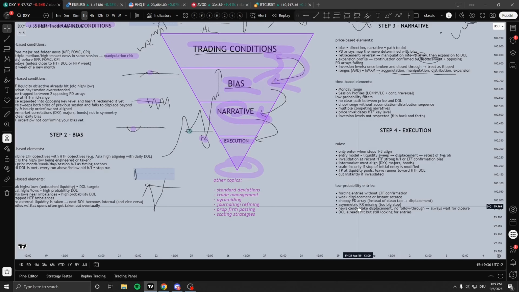Same with choppy PD array. So for example, if we tap the key level, we obviously want to see immediate feedback in price. If price taps the key level and just chops around there, then that's usually an indication that it is a low probability condition as well.